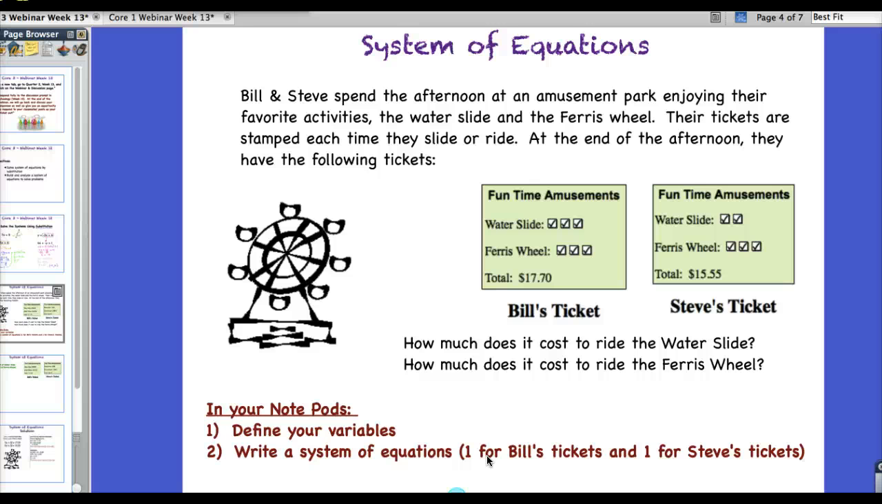So good, Sam, good. You've got cost of water slide and then the cost of the Ferris wheel, perfect. So you've defined your variables as WS and FW, which is fine. And then probably for your equation, you'll just want to use W and F. So Emma, good, you're on the right track. I think you're definitely on the right track. You guys are getting there.